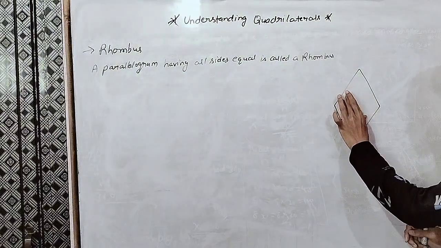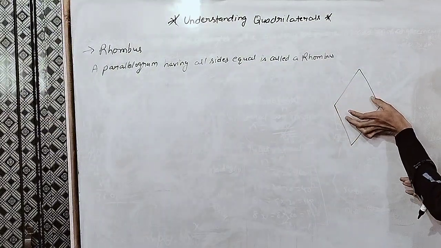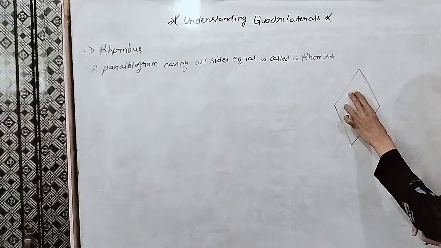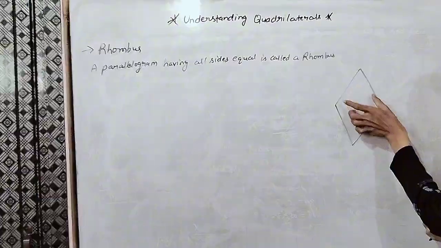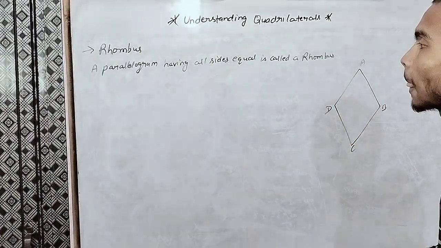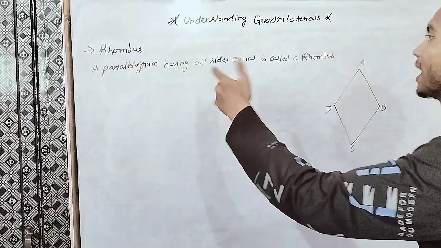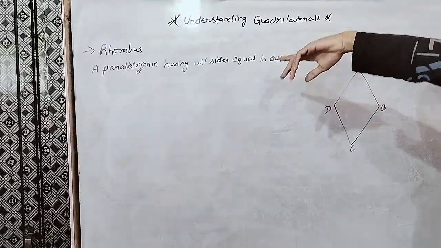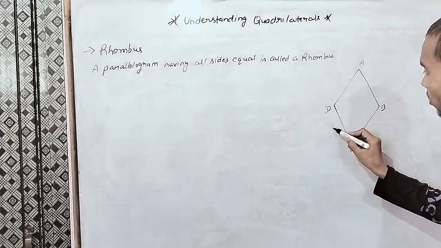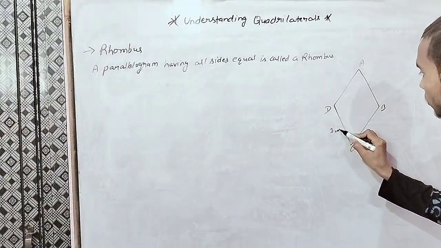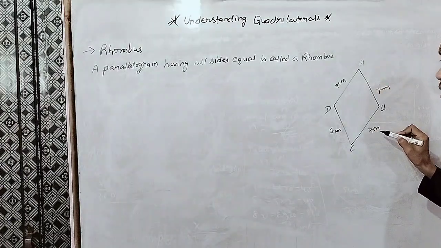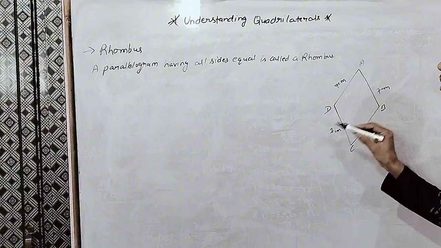This is parallel to each other. We have two pairs of parallel lines, first and second. Let's name it A, B, C, D. A parallelogram having all sides equal is called a rhombus. If this is 7 centimeters, this is 7 centimeters, this is 7 centimeters, and this is 7 centimeters, then it will be called a rhombus.